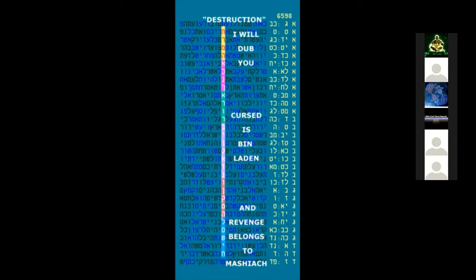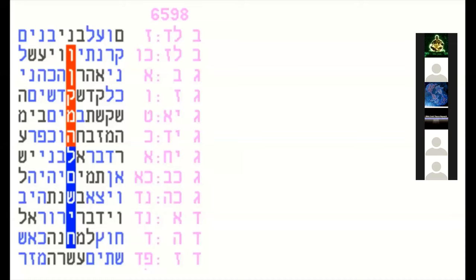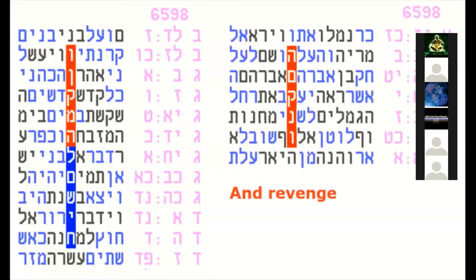But Bin Laden appears with many different skips, but this is the fourth minimal. So he appears in interesting patterns in other places as well. In any case, Revenge Belongs to Mashiach has a skip of 6598.